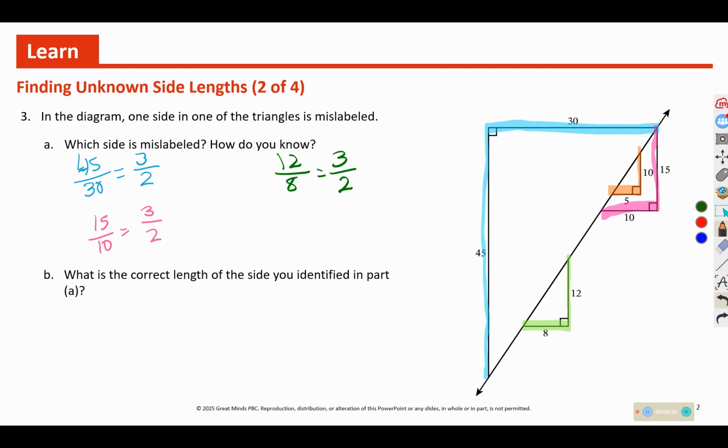In this orange one, we have a height of 10 and a base of 5. Those are both multiples of 5. 5 fits into 10 twice and into 5 one time. So this is the only one that does not match the height to base ratio.